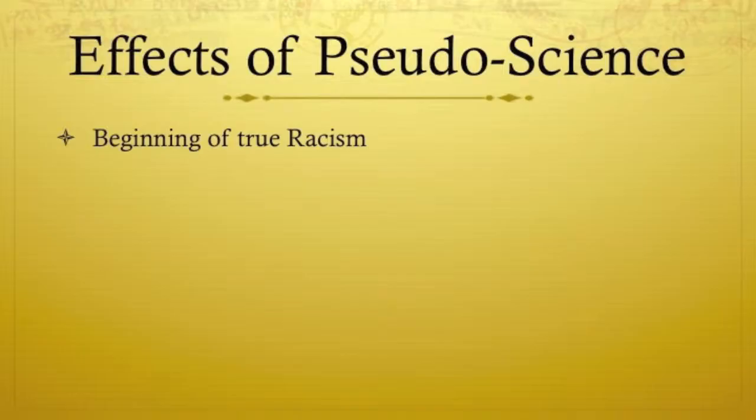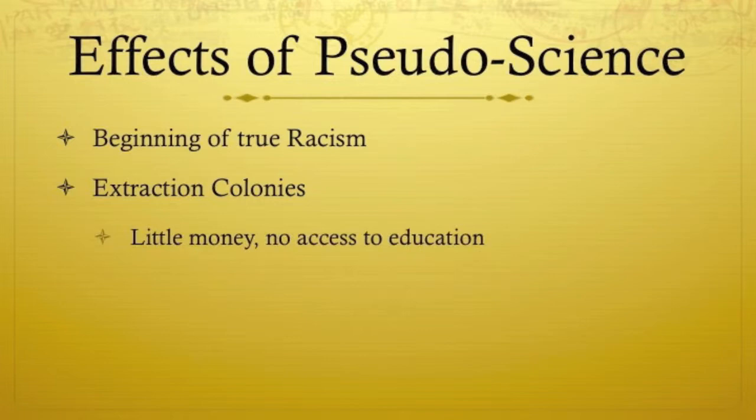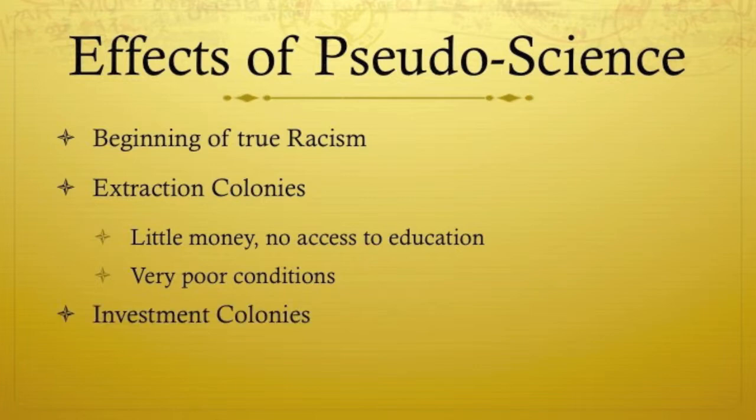It's not a surprise that all of these scientists were white. Racial prejudice had existed before, but this was the beginning of what we call racism today. Socially, those developments meant less interaction between colonizers and local people, including anti-miscegenation laws, and a shift away from providing higher education to developing workers. Extraction colonies were poorer, their people did not have access to education, and overall living conditions were lower. But even in investment colonies, like India, pseudoscience and racism worsened conditions.